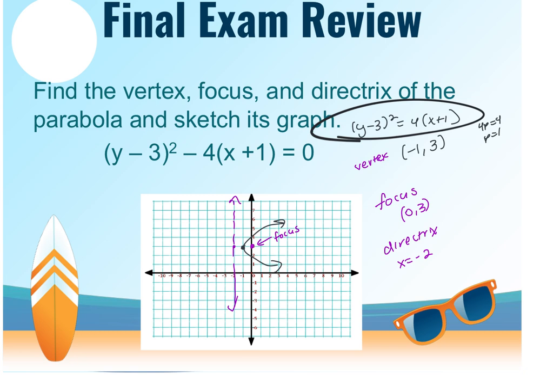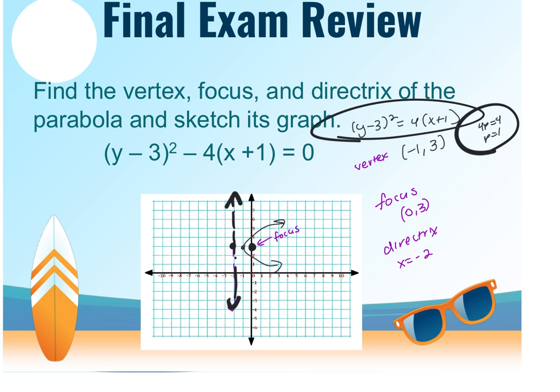Then your vertex is the opposite of what follows x, the opposite of what follows y, which is negative 1, 3. Because it's a y squared and a positive 4p, it points to the right. And then my 4p equaled 4, so p equals 1, which means I went from my vertex to the right one to get the focus, left one to draw the line to get the directrix.